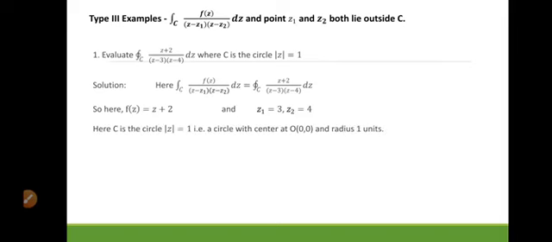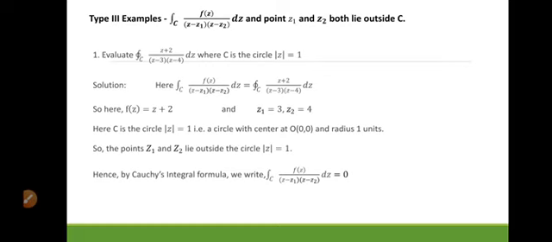So it is very clear that the 2 points z1 and z2 lie outside the curve C, or outside the circle, and hence by Cauchy's integral formula we can directly write that this integration result is equal to 0. So if both the points are lying outside the curve C, the complete integration result is 0.